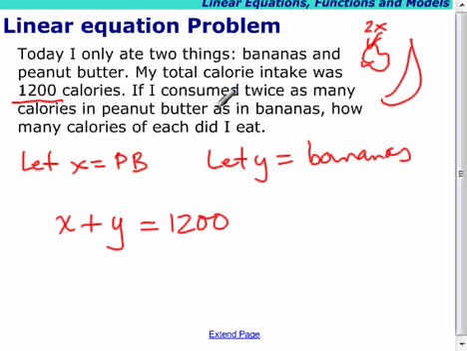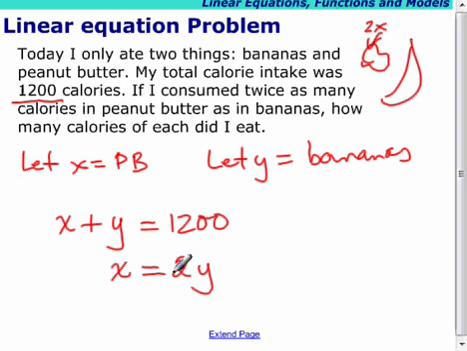Then they give me another relationship. They say I consume twice as many calories in peanut butter as I do in bananas. So the number of calories in peanut butter is equal to twice the number of calories that I ate in bananas.